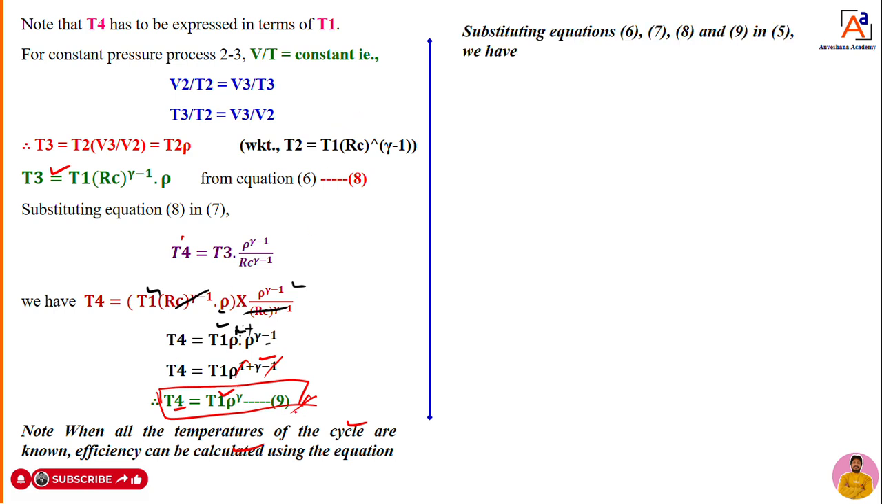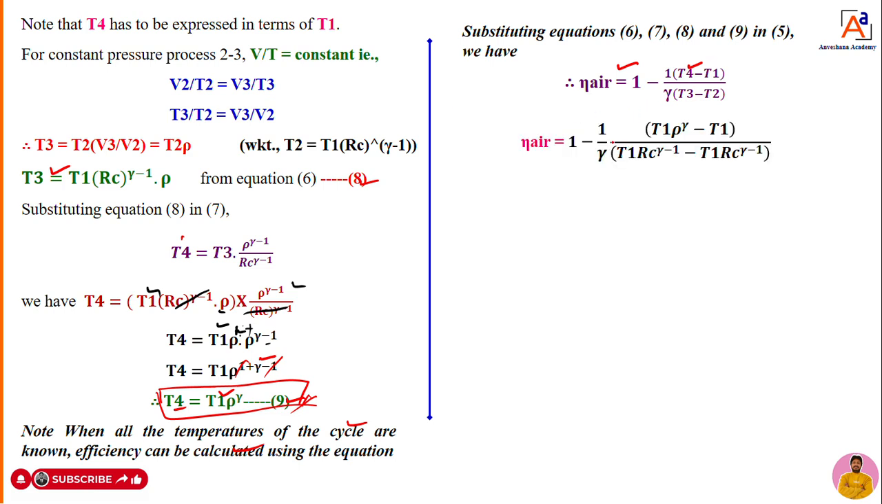Now all these equations, equation number 7, sorry, equation number 9, equation number 8, equation number 7, you substitute in the main equation. What is the main equation? This is the equation, right? To calculate the efficiency, I require all temperatures. Now I know all the temperatures in terms of T1 only, so I will substitute here now.